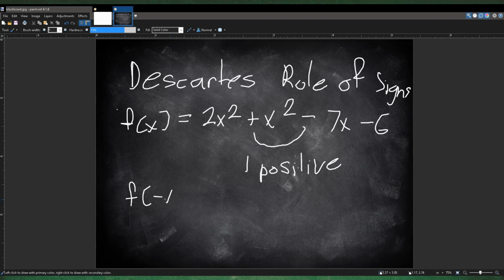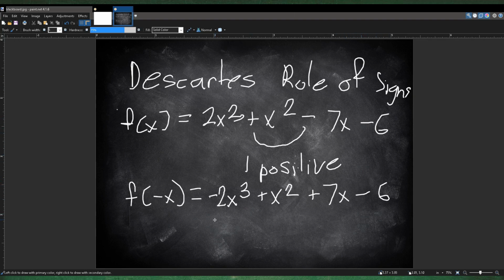Now if we plug in negative x into x in the equation, we get negative 2x cubed, because this is cubed. Sorry, I didn't write that right. And this would still be x squared. This would be plus 7x, and this one would be minus 6.